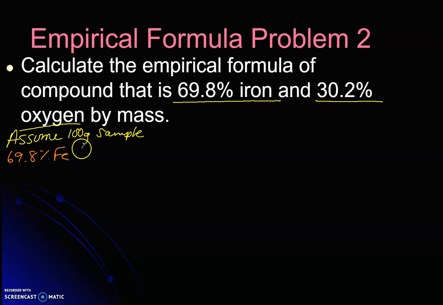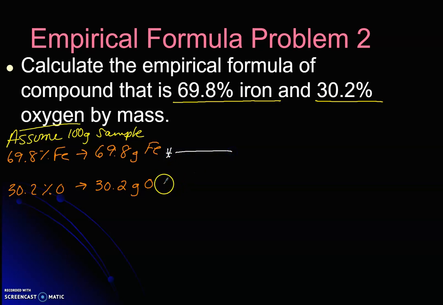So if I have 69.8% iron, that changes it to 69.8 grams of iron. And my 30.2% oxygen changes to 30.2 grams of oxygen. Then I use my periodic table in order to change each one of these into moles. So look on the periodic table.